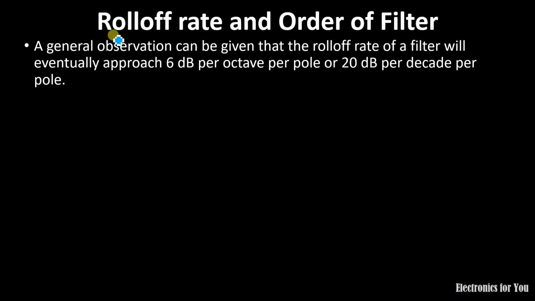Then let us go through the relationship between them again. If the order of the filter is increased by 1, then the roll off rate will be increased by 6 dB per octave or 20 dB per decade. Per pole means actually per order. As one order is increased, the roll off rate will increase by 6 dB per octave or 20 dB per decade.